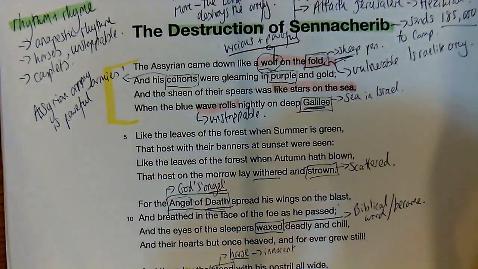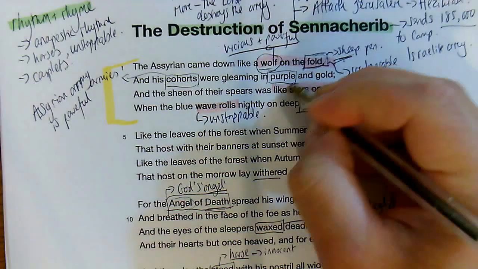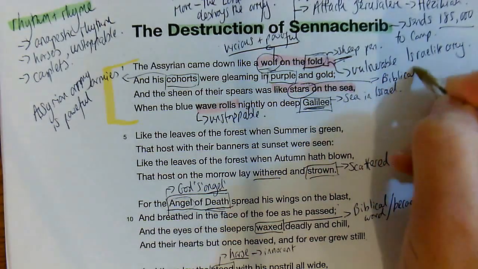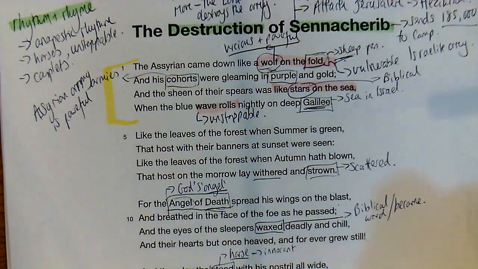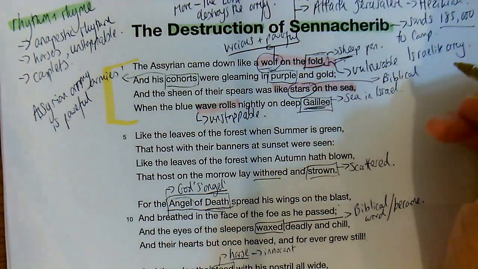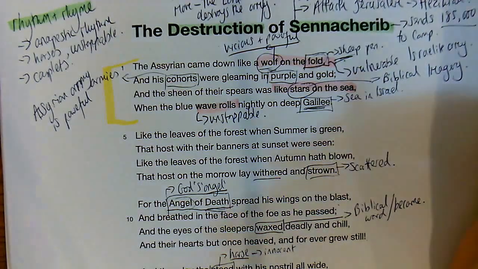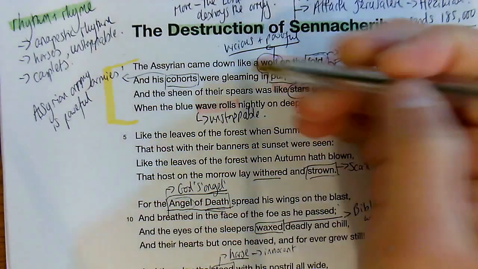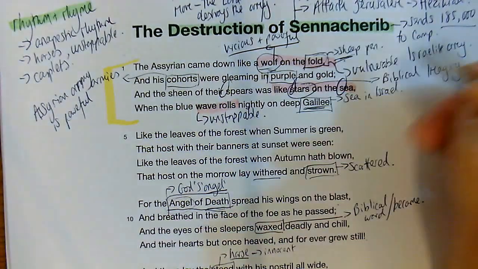And another simile here that we get, and the sheen of their spears was like stars on the sea, which is a really interesting image. Again, it's something that's rich in biblical imagery. The Lord, when he's promising things to the Israelites, says that they're going to be as numerous as the stars in the sky. And so we've got this idea of imagery here, but it seems that everything is against these Israelites to begin with. They've got spears, stars on the sea. You get this sibilance as well happening.